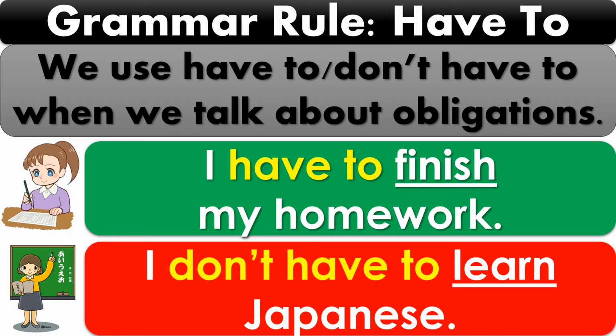And again, when we're using have to or don't have to, we use the infinitive form of the verb. So we're just using the verb. We don't need ed, we don't need ing, we don't need zzz. So just the verb with have to or don't have to.